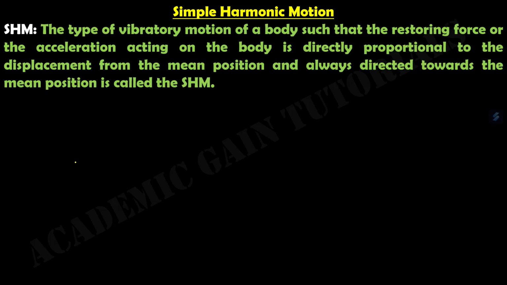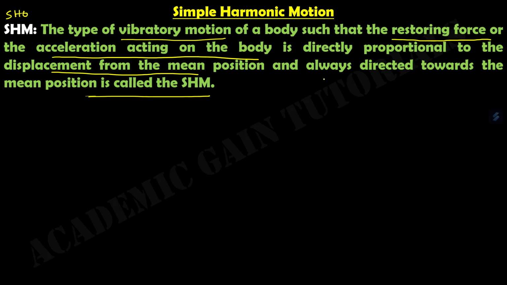Now we will see the definition of simple harmonic motion. In our whole video, we will represent simple harmonic motion or simple harmonic oscillation as SHM or SHO. So what is the definition of simple harmonic motion? It says this: the type of vibratory motion of a body such that the restoring force or the acceleration acting on the body is directly proportional to the displacement from the mean position and always directed towards the mean position is called simple harmonic motion.